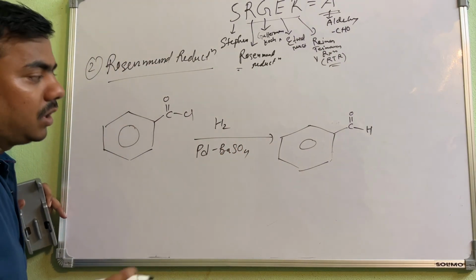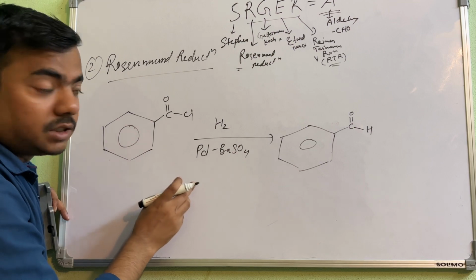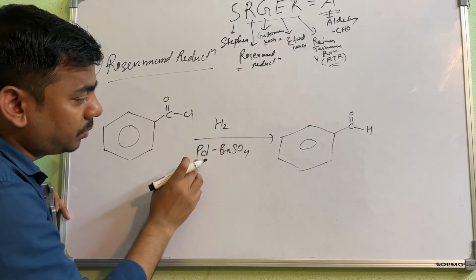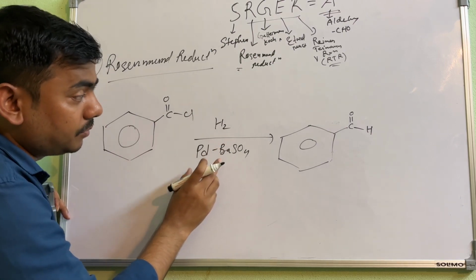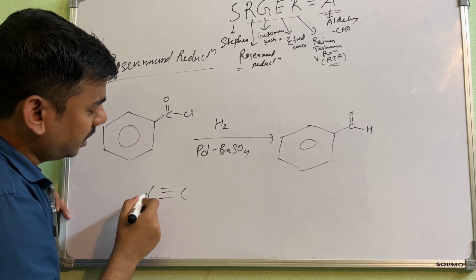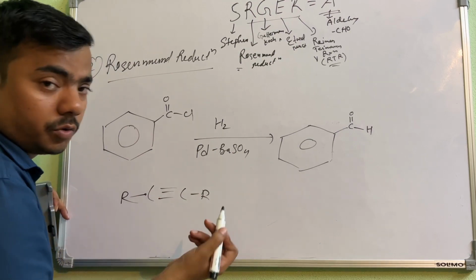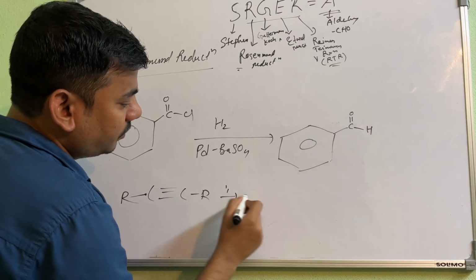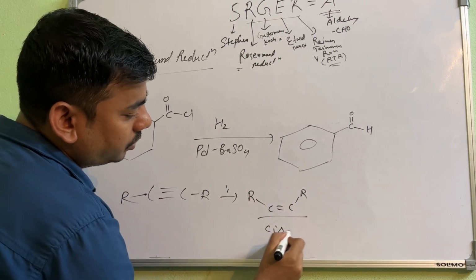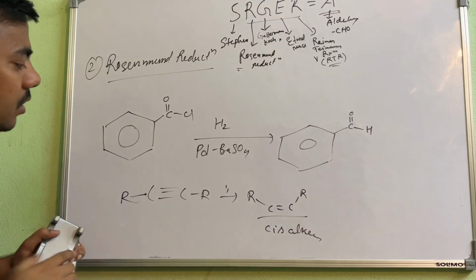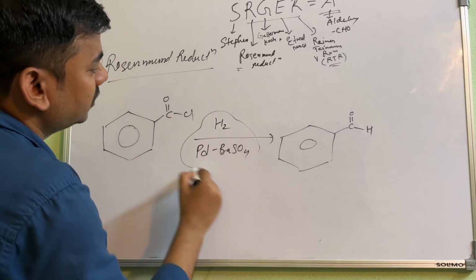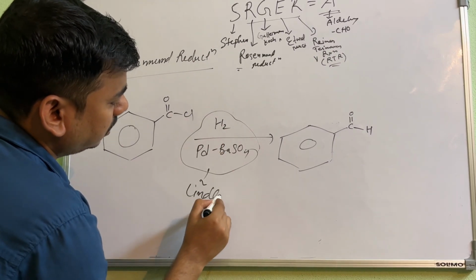One thing I want to tell you is that this catalyst is also called Lindlar catalyst. It is very important, not only here, in many reactions it is going to be shown. H2 in the presence of palladium on barium sulfate: if anywhere an alkyne is there, suppose R with some group, an alkyne, if you put this reagent, it will produce RC=CR, that is a cis alkene. It is going to produce a cis alkene. So this is very important, not only here, in many places. You can remember this name, Lindlar catalyst, okay.